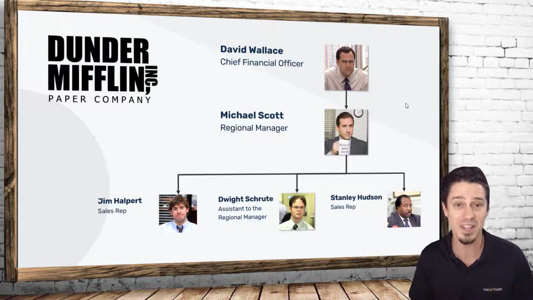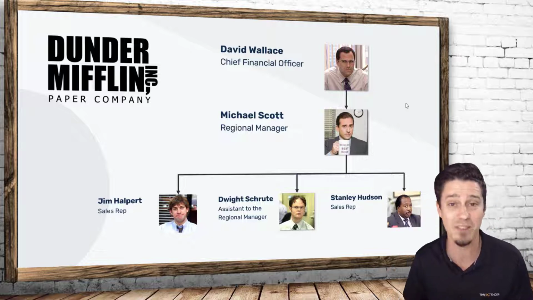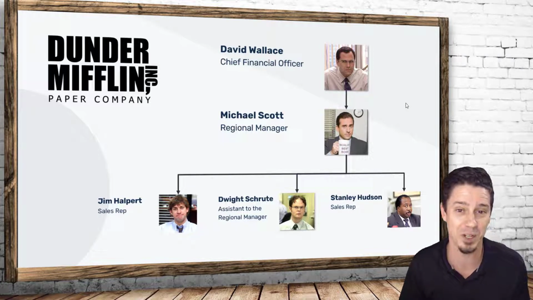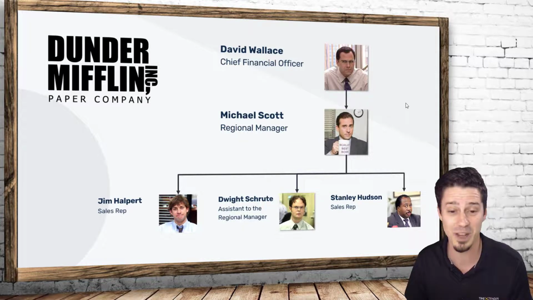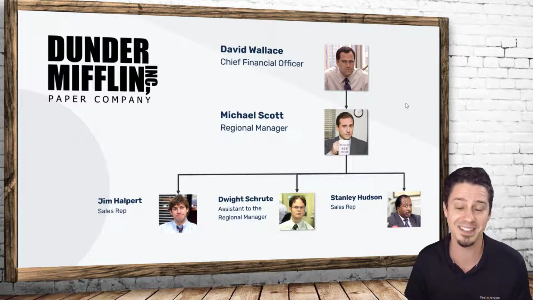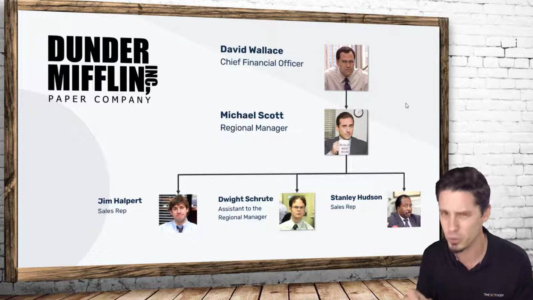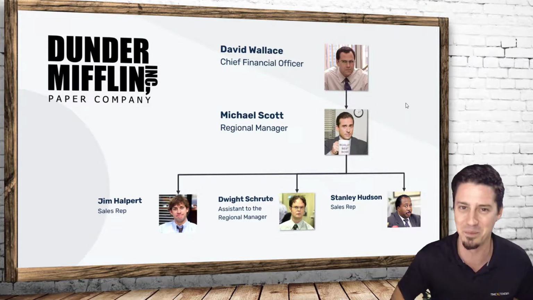So in this organization, if you're not familiar, at the top we have the Chief Financial Officer, David Wallace. In the middle, we know as the world's best boss, Michael Scott, who is the Regional Manager for the Northwest Territory. And then down along the bottom, we have our different sales reps. We have Jim Halpert, who's a sales rep. We have Stanley Hudson, who's a sales rep. And then we have Dwight Schrute, who is the assistant to the regional manager. The IT department refused to recognize that title, and instead they just put him with the other sales reps and included him in the sales rep group.